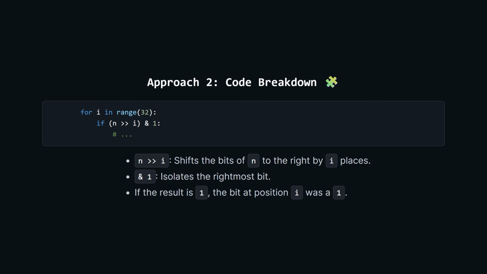How do we check each bit? We take our number n and shift its bits to the right by our current index position. Then we use a bitwise AND with the number 1. This is a common programming trick that zeroes out everything except the very last bit. If the resulting value is a 1, we know the bit at our target position was indeed a 1.